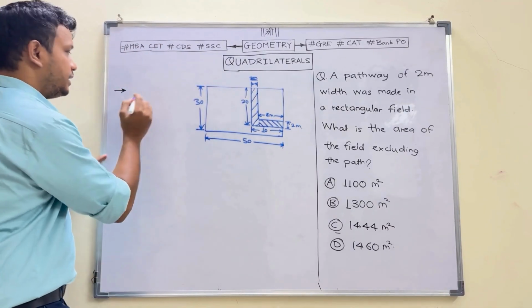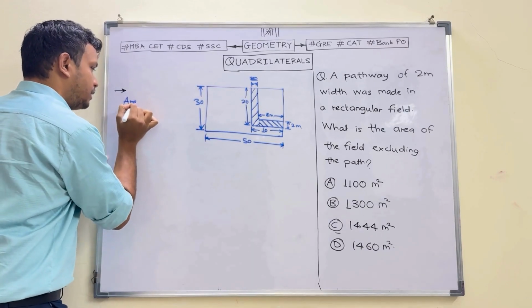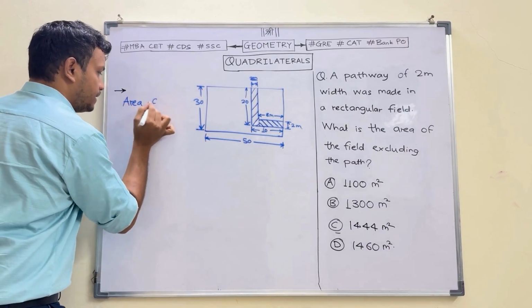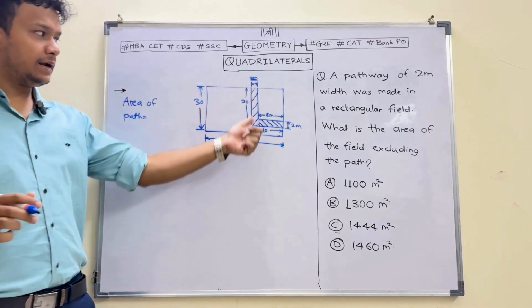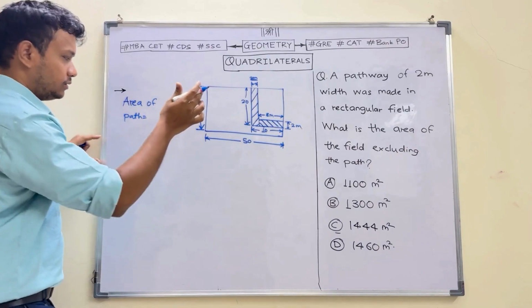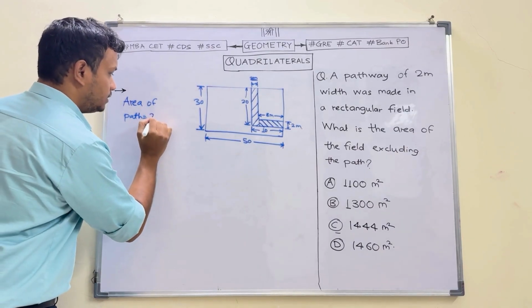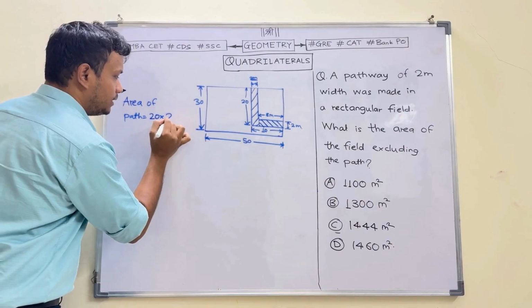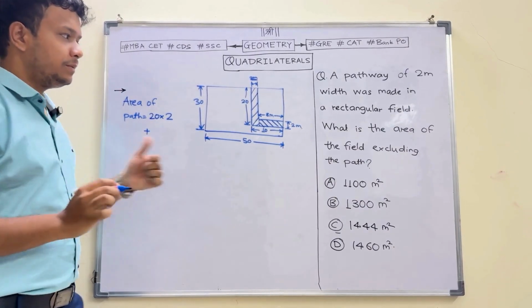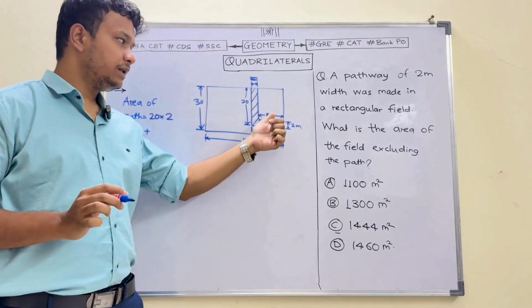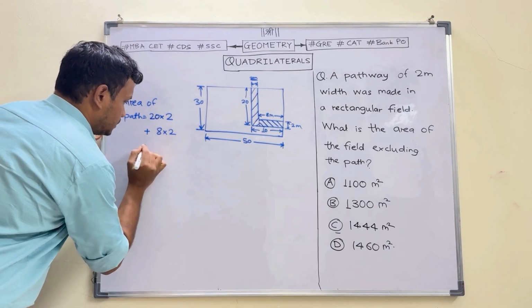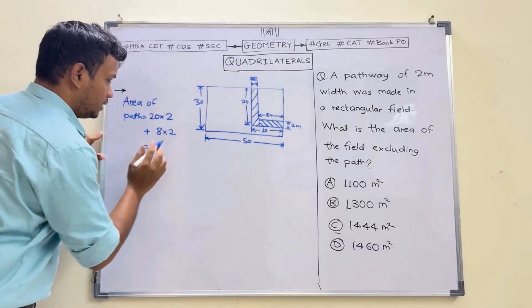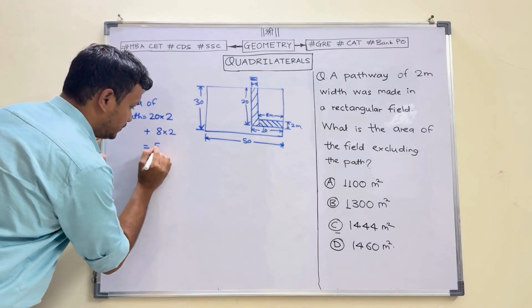So I'll just compute the area of the path. So area of path, how can I get it? Area of path is equal to the area of the first rectangle plus the second. So it should be length 20 into breadth 2. What would be the area of the second rectangle? It would be length into breadth, which is 8 into 2. So what will be the total area of the path? It will be 40 plus 16, which is 56 meters square.